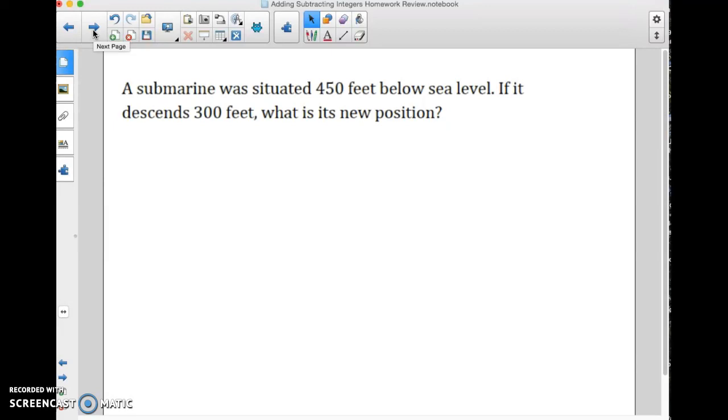So a submarine is situated 450 feet below sea level. If it descends 300 feet, what is its new position?